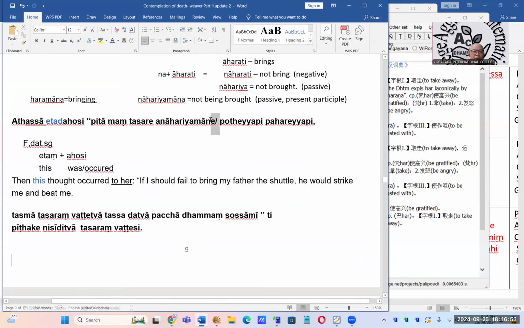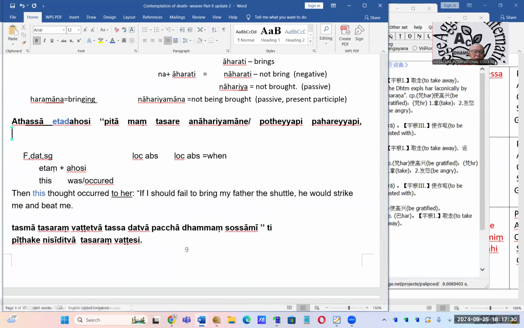Now you have another one. From this one you have to change it to locative to indicate a locative adverb. A locative adverb we just translate as the word when. So the translation will be when not being brought. This one is also locative; locative adverb means the sense of when. So this shutter, we saw this word before, tasara is a shutter. What is a shutter? Shutter means something we use to make the clothes. So not being brought, we put the word when. When the shutter was not being brought, then okay.